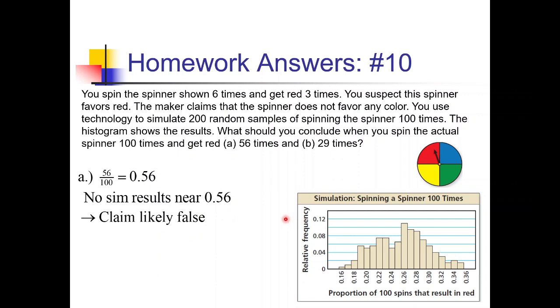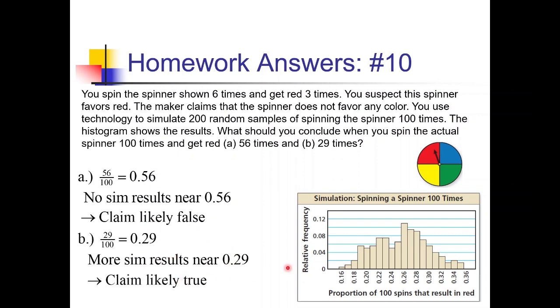Now let's test our other situation, 29 reds. That ratio is 29 over 100, or 0.29. Taking a look at that frequency, that is, let's see, here's 0.28, here is 0.29 right here. So that's surrounded by a good cluster of simulation results. There's a fairly high frequency of things. It's pretty close to the highest result at 0.26 here. So because this has a lot of sim results that are near it, we would say that the claim is likely true then. This could easily have gotten 0.29 by chance rather than by a crooked spinner.